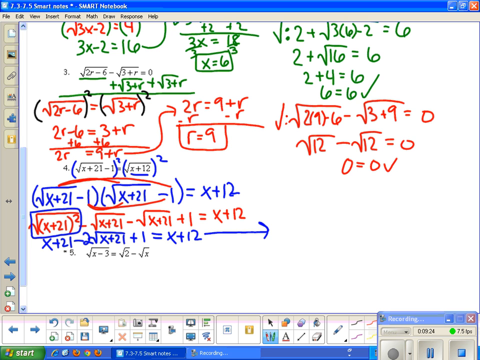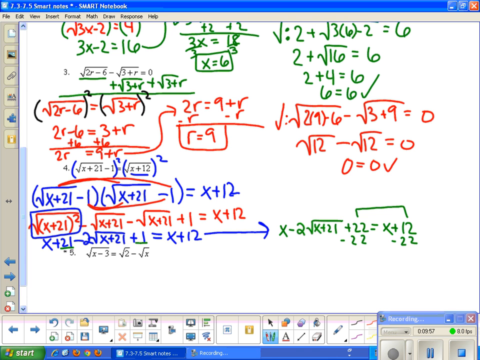So now I want to combine like terms. So if I look back over here, I have the 21 and the 1 that are like. So I got x minus 2 roots x plus 21, and then 21 plus 1 gives me 22. And then if you look here, notice you have like terms on either side of your equal sign. So that means you're going to want to combine terms on either side of your equal sign.